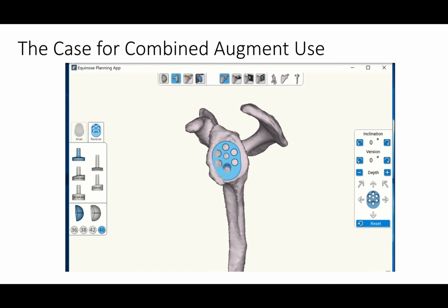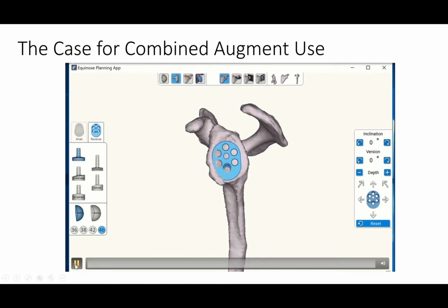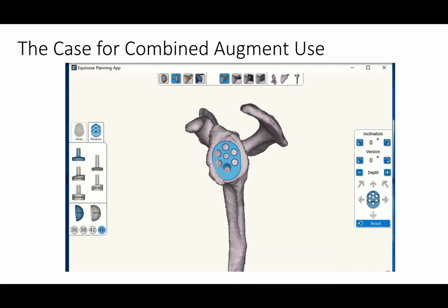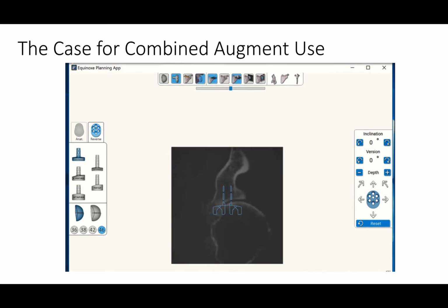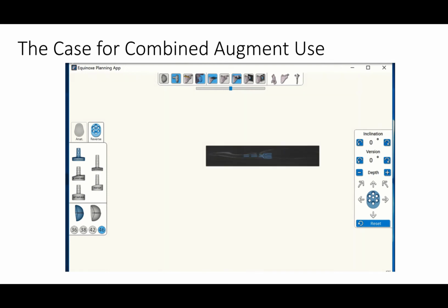This is a case showing a combined posterior superior augment for a case with a combined wear pattern. This again is a reverse shoulder replacement. You can see we can first rotate this base plate so the holes are lined up with the neck of the scapula and the coracoid base.